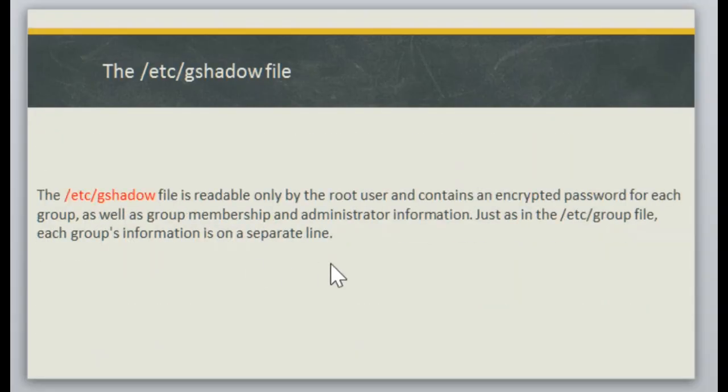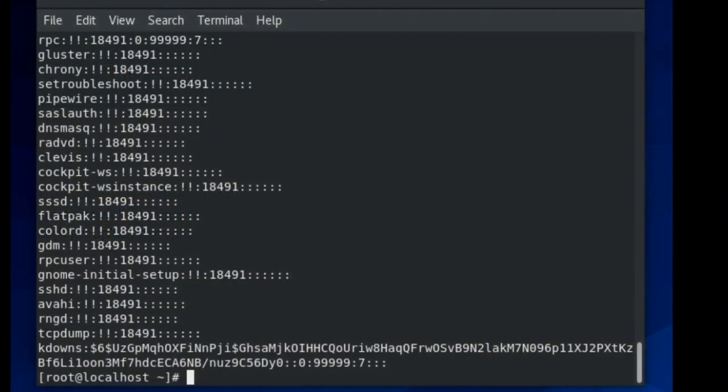So let's look at the /etc/shadow file. As you might imagine, this is similar to the /etc/passwd file. The /etc/gshadow file is readable only by the root user and contains an encrypted password for each group, as well as group membership and administrative information. Just as in the /etc/group file, each group's user information is in a separate line. So let's look at both those files.